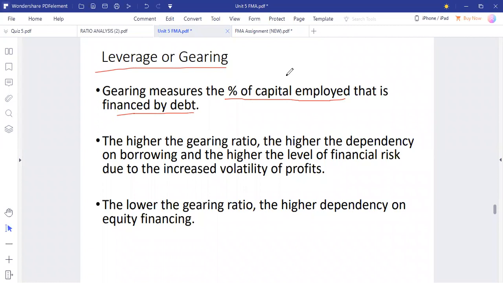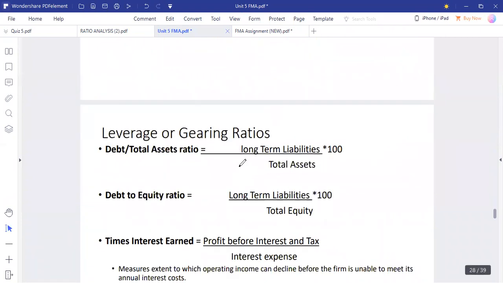So if there are many of them who are just speculative investors who invest for the sake of a return, then it becomes a problem. So the lower the gearing ratio, it means you have a higher dependence on what? On equity financing. If you have a higher gearing ratio, it means your dependence is higher on borrowing, and it poses a financial risk and high volatility of profit. So the formulas that we use under our leverage ratios are the debt to capital ratio, the debt to equity ratio, the times interest earned ratio.